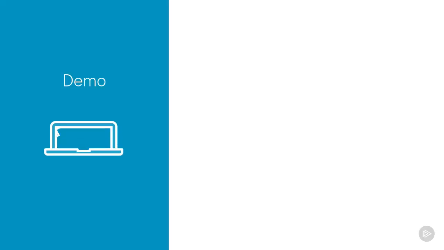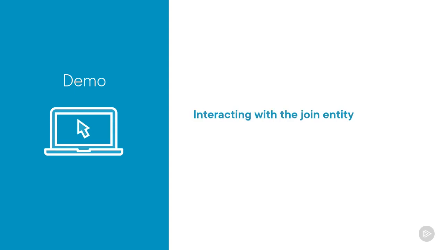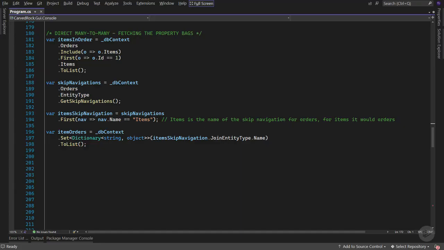In this demo, we shall take a look at how we can interact with the join entity that EFCore creates for us when we create a direct many-to-many relationship by using skip navigations. We are now inside Visual Studio, and we are looking at the program class of our console application. This demo will be all about interacting with the join entities that EFCore has set up for us under the covers, so we won't actually be changing anything in our data model, just interacting with what is already there.